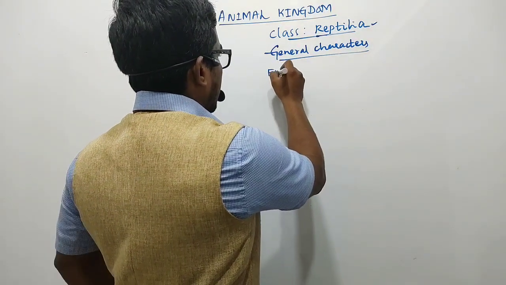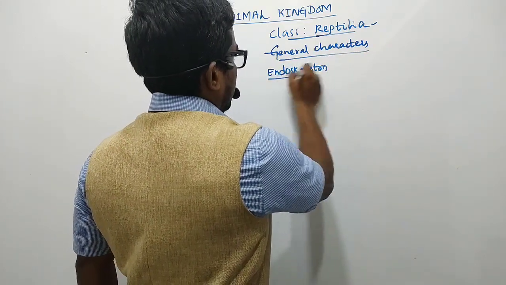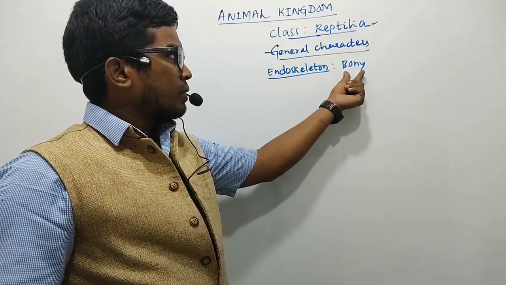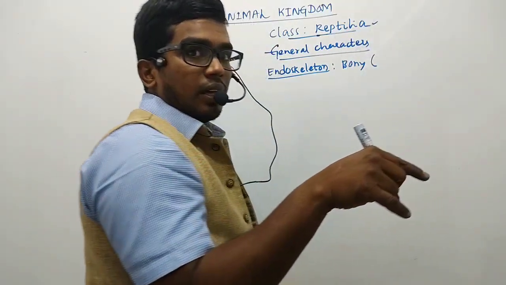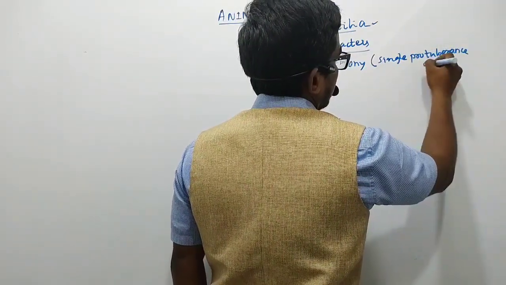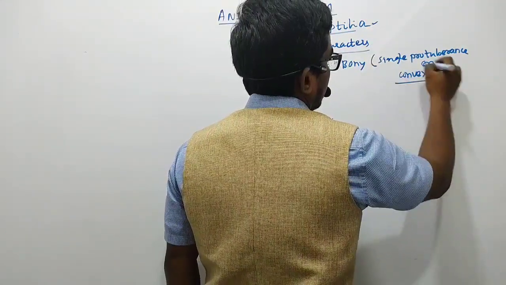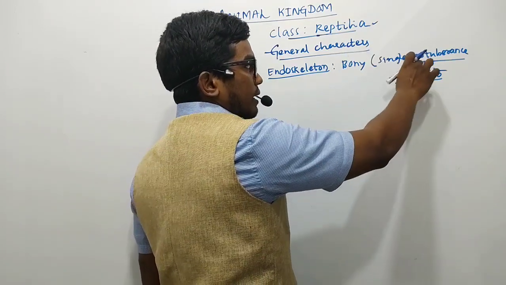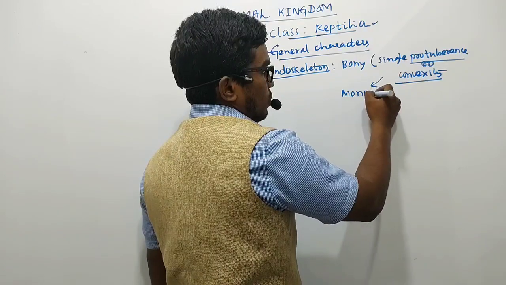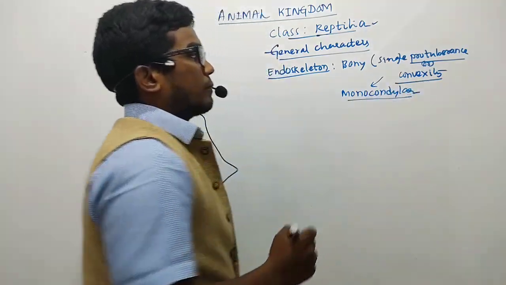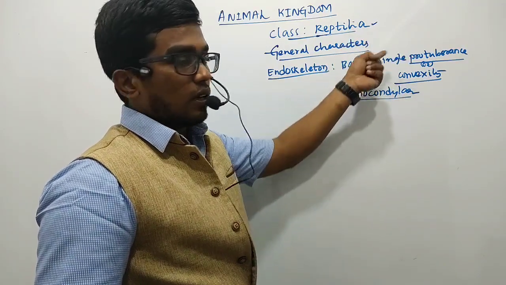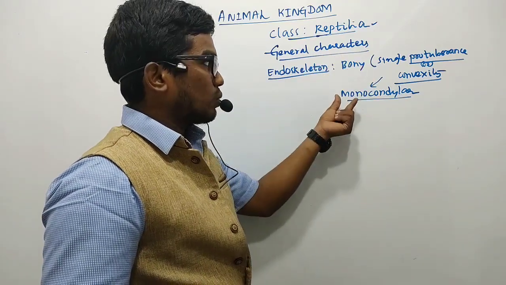Next we have the endoskeleton. Here the reptile's endoskeleton is bony. Okay, it is made up of bones. This endoskeleton is connected to the vertebrae through a single protuberance, or convexity. To connect this endoskeleton to the vertebrae there is only one outgrowth, that's why it is called monocondylar endoskeleton. In the case of the other class, that is amphibians, we had discussed it was bicondylar. So there were two protuberances or two convexities to connect the endoskeleton to the vertebrae. Here it is only one.